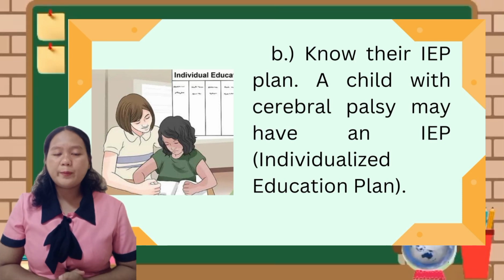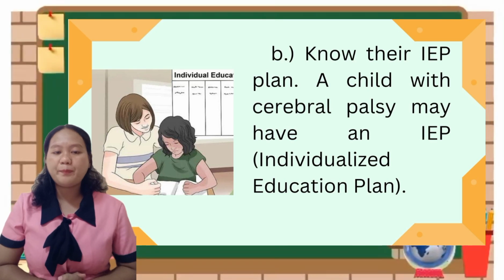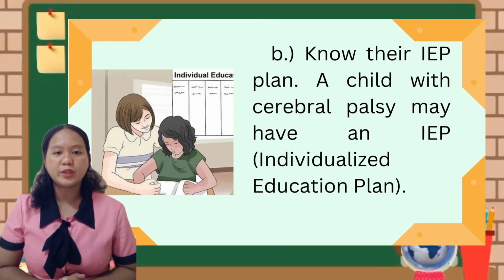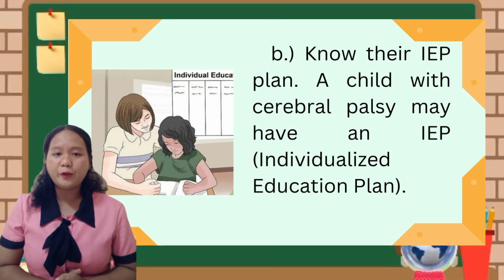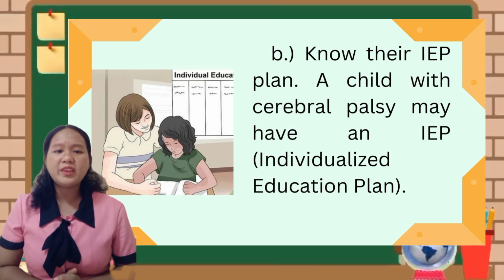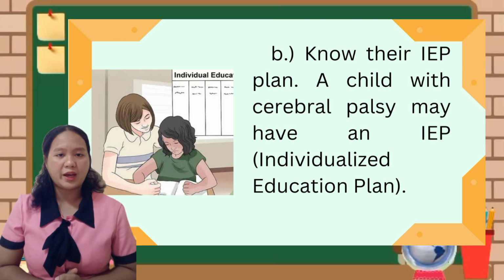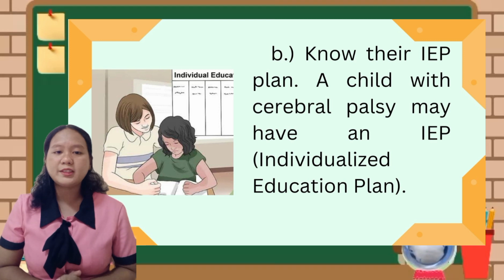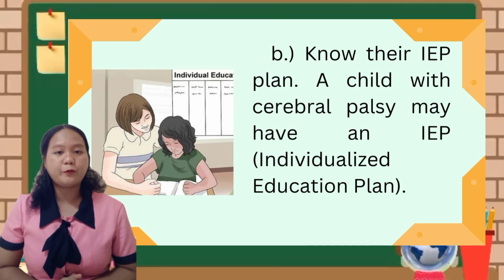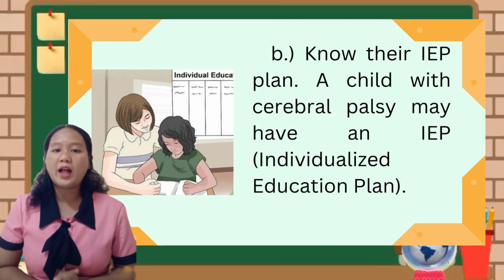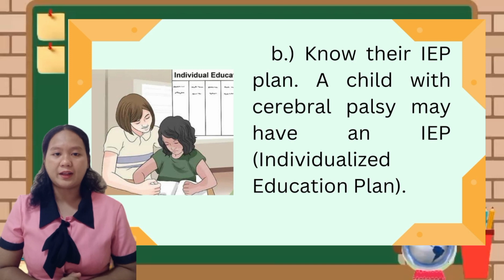A child with cerebral palsy may have an IEP or individualized education plan. If you weren't involved in creating it, get to know the IEP before teaching the child. It will show where the child struggles and what he or she can achieve. That way, you'll be able to provide the best help for the child. This will also help you adapt your teaching style. You'll be able to involve the child as much as possible if you know their strengths and their goals.